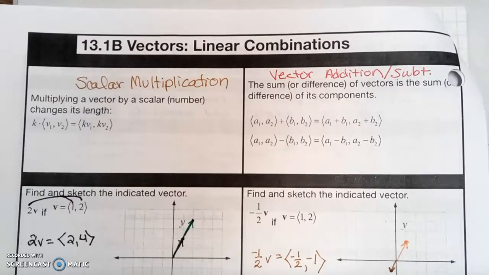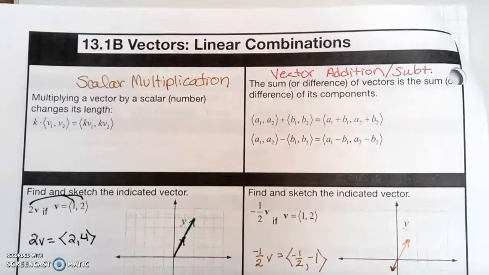And then for the sum, basically adding or subtracting of vectors, you're going to add and subtract the corresponding components. So the first number and the first number add together, the second number and the second number add together. Same thing with subtraction, and just watch your sign. So if you have a minus and a negative kind of thing, just be aware of that.